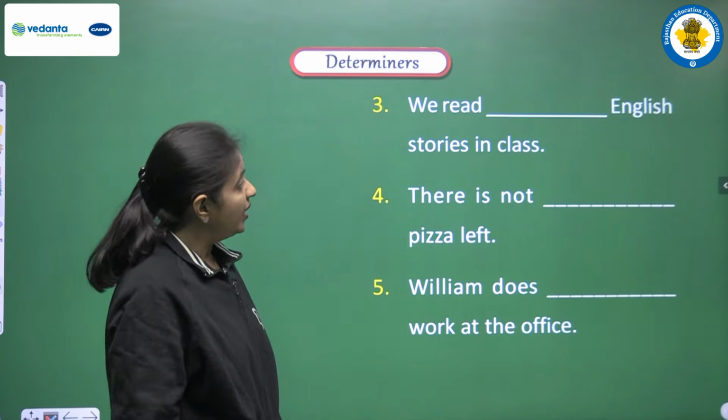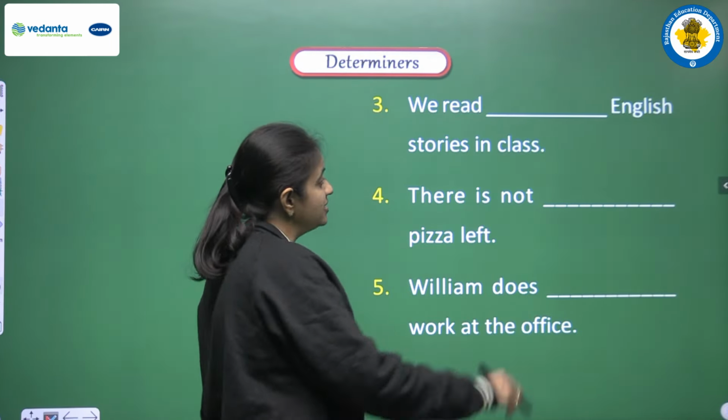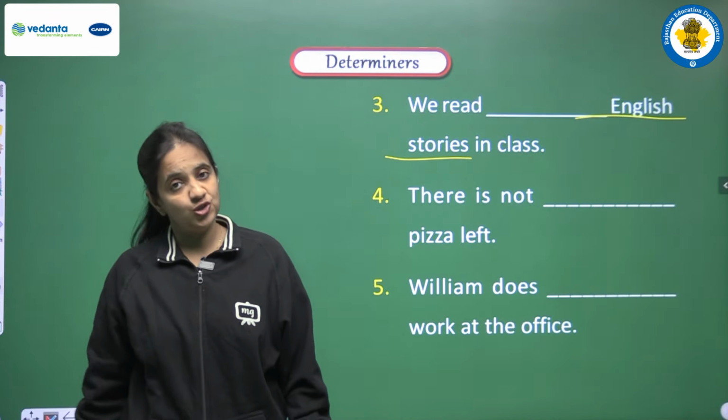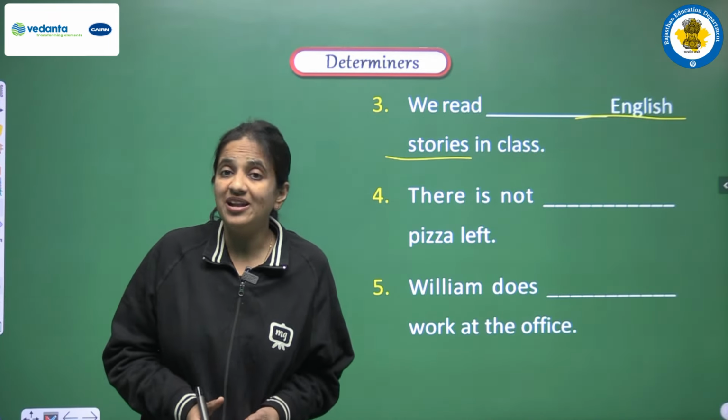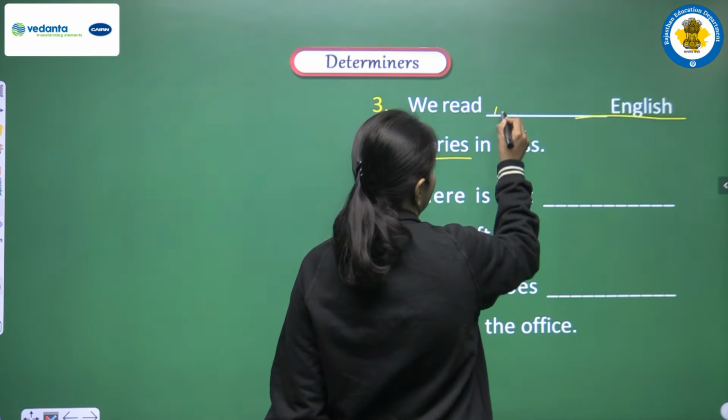Next sentence, we read English stories in class. So in this sentence we are having English stories as a noun. So stories here is a countable noun. We can count the stories, and this is the reason here our answer will be many.